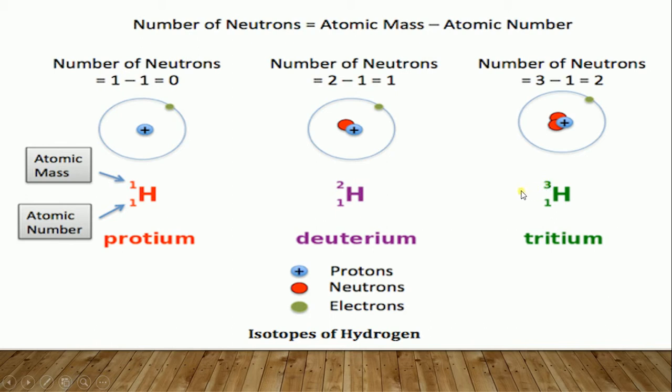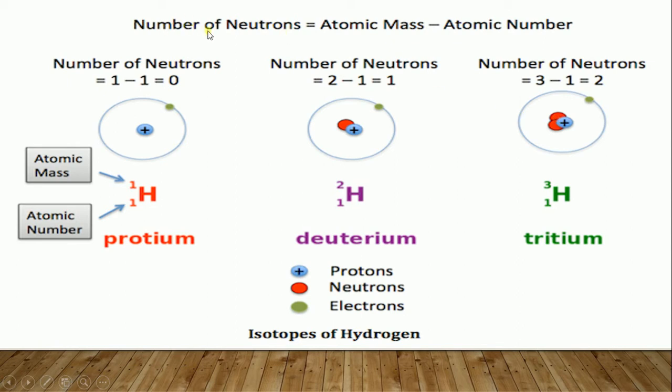So this is clearly shown in the figure: the atomic number is 1 because they all have the same number of protons, that is 1, 1, 1. But they have a different number of neutrons. Here the neutron is 0, here the neutron is 1, here the neutrons are 2.